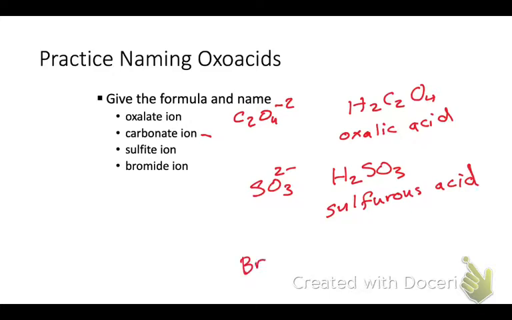Bromide is a halogen. So if you want to make an acid, you're going to add 1 hydrogen to that. So that makes it binary. It's 1 hydrogen and 1 nonmetal. And the way we name binary acid is we say hydrobromic acid.